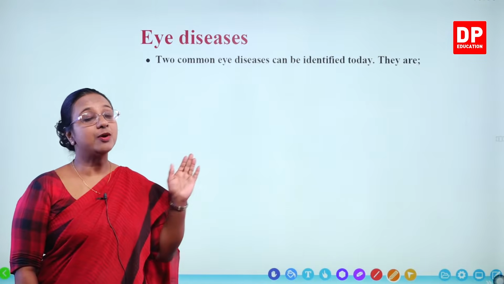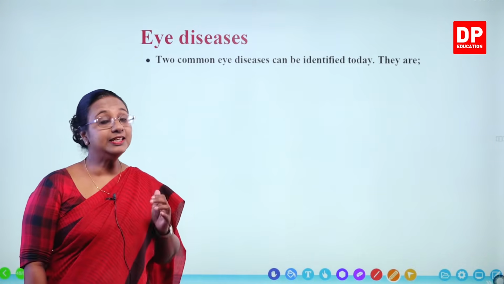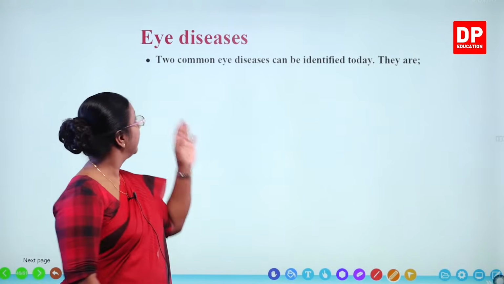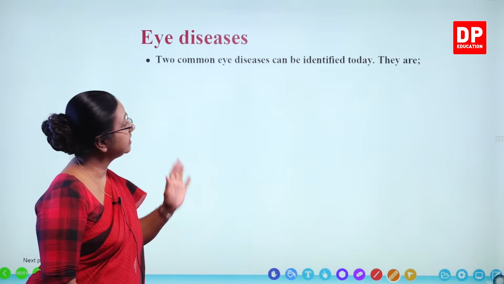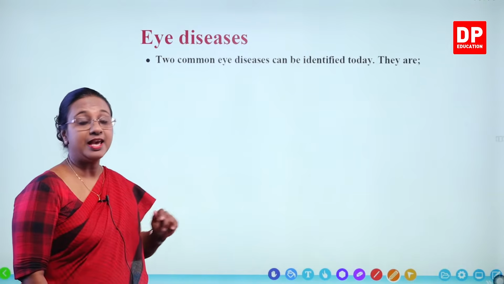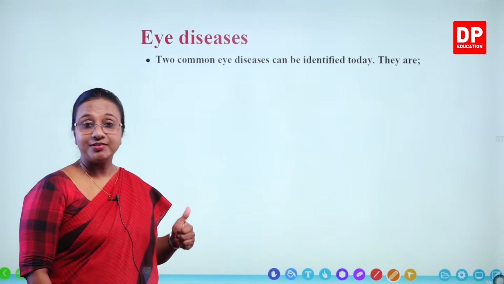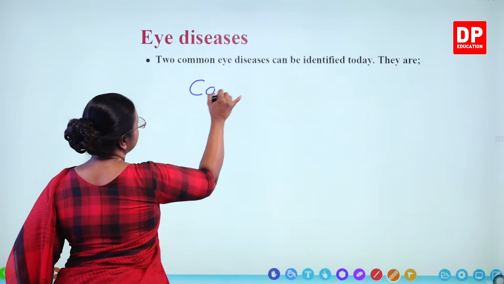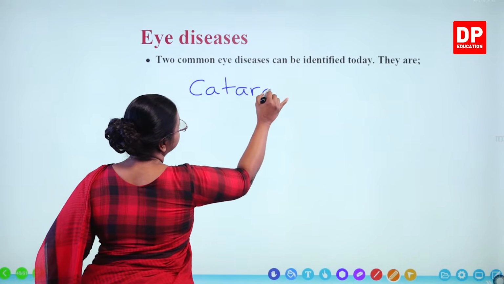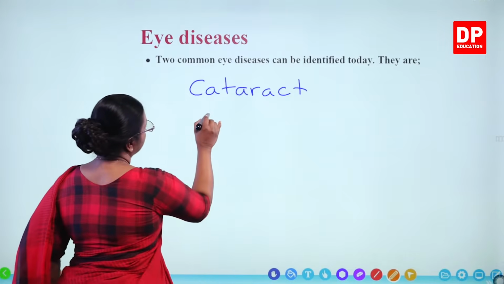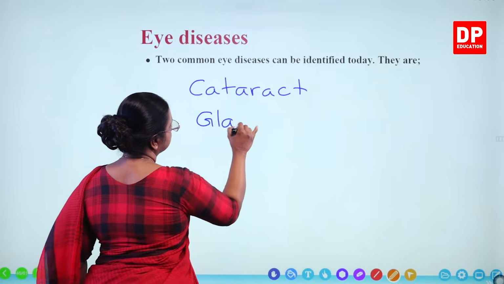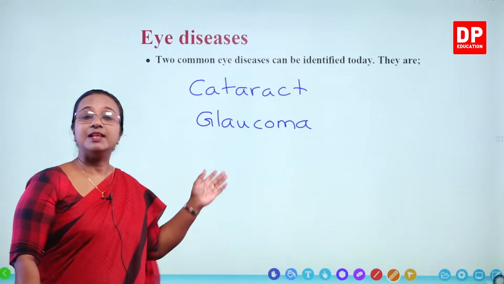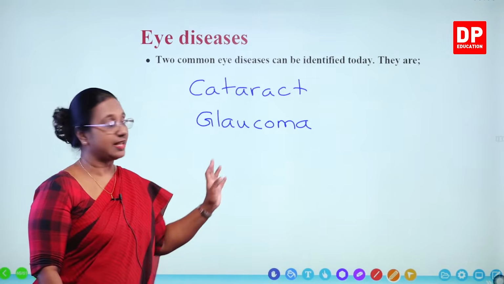So, students, now we are going to discuss the eye diseases. This is different from eye disorders, and two common eye diseases can be identified today. Those two are cataract and glaucoma. If I write down the two diseases, cataract and glaucoma. Now, we will discuss what these two diseases are one by one.